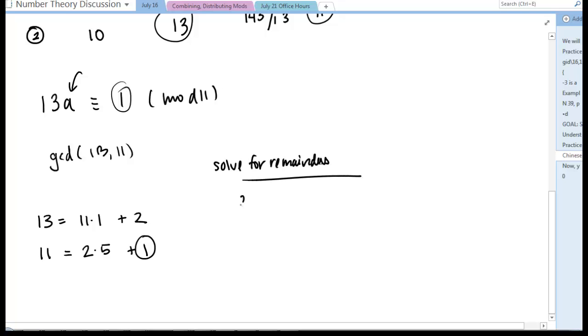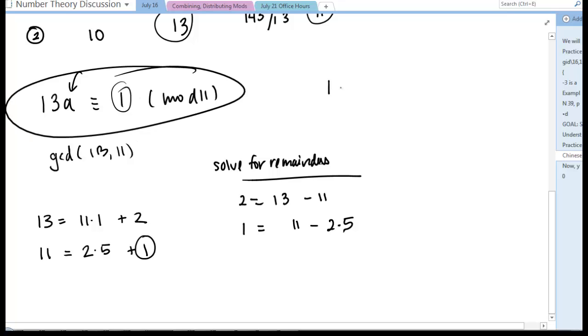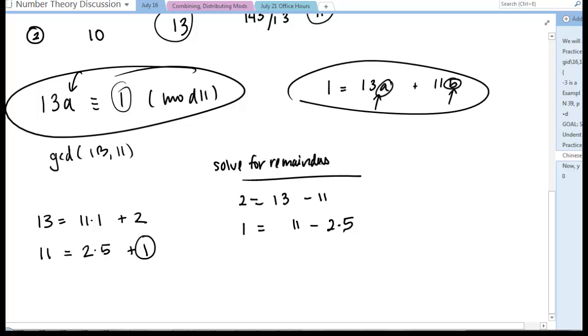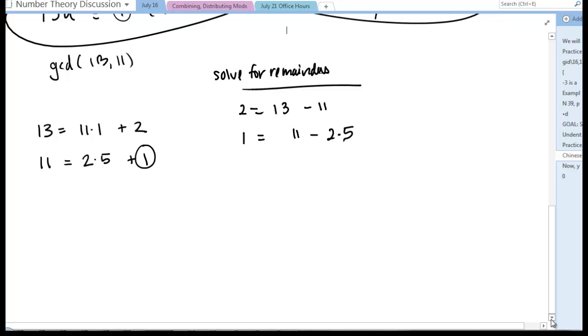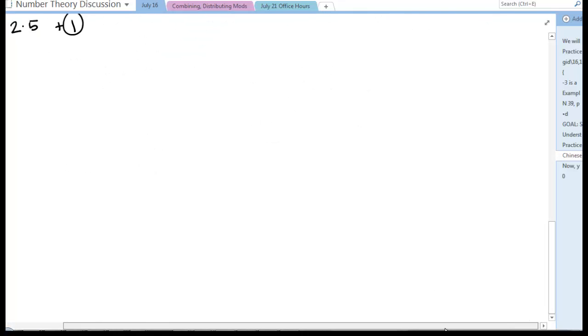Okay. So I have 2 is equal to 13 minus 11. And I have 1 is equal to 11 minus 2 times 5. All right, so ultimately, to figure out the inverse, I want to figure out how to write 1 as a linear combination of 13 and 11, because these values are going to give me those inverses. Once we get those values, we'll talk a little more about why that information is there in that linear combination.